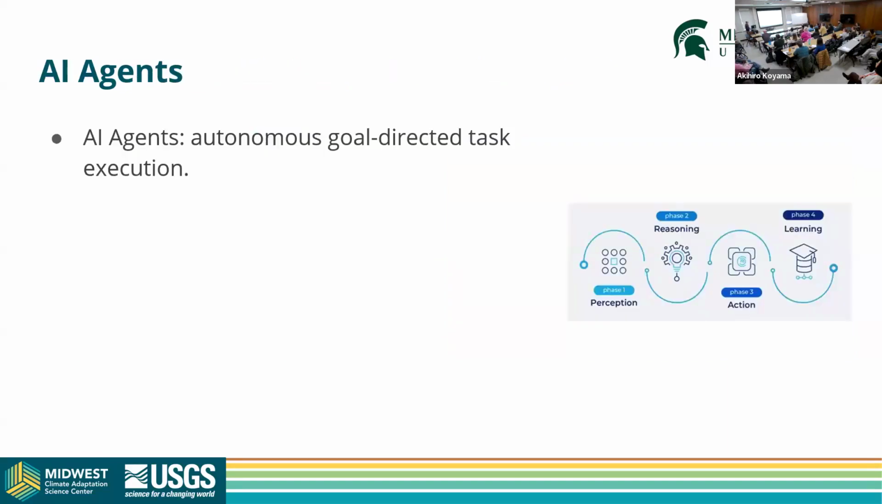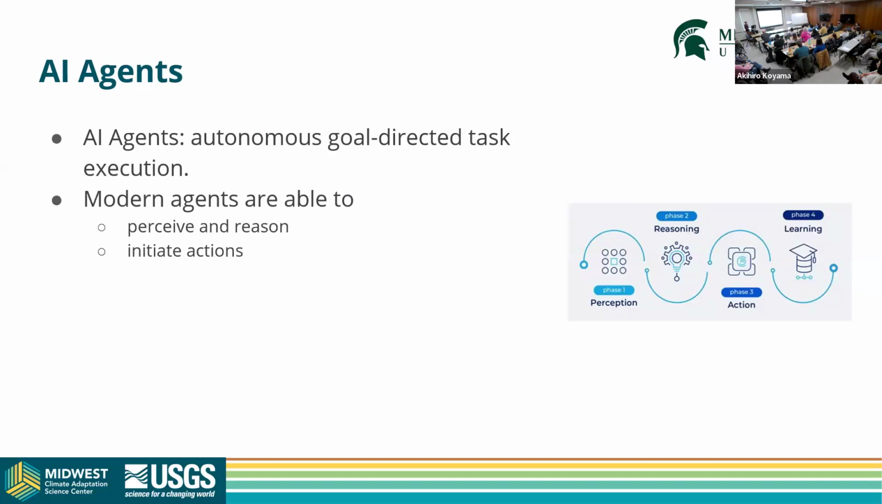So a little bit about AI agents. AI agents are automated goal-directed tasks. We write the code for a specific task, which it can automatically perform. And modern agents can perceive, reason, and initiate actions. This is the critical point that changed the understanding and application of AI: that perception and reasoning power.